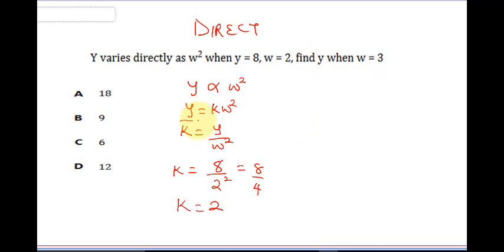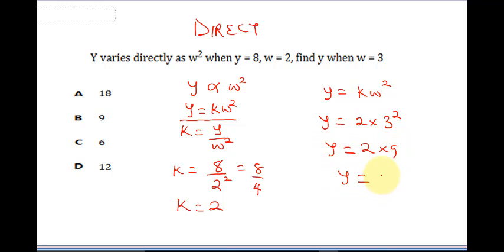Now it says find y when w is 3. Now remember from your formula here, it says y is equal to k w squared. Now y will be what? Now when k is 2, our w is what? 3 squared. So y is going to be 2 times 9, and y is going to give us what? 18, and as easy as that, you can attempt all direct variation questions.